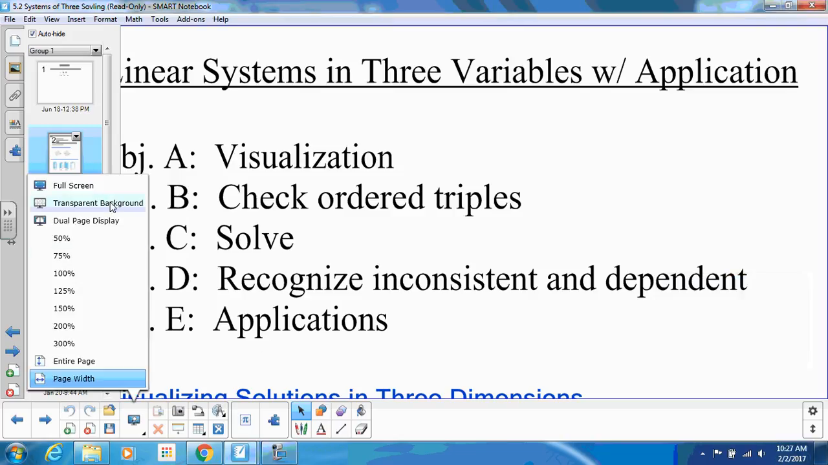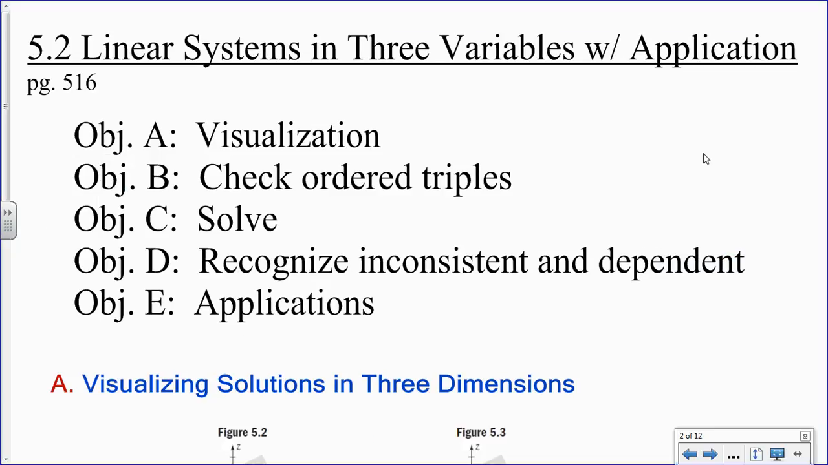Okay, so phi 2 is over 3 by 3 systems, where you have 3 variables now. So we have x, y, and z. We're first going to look at what those solutions look like.